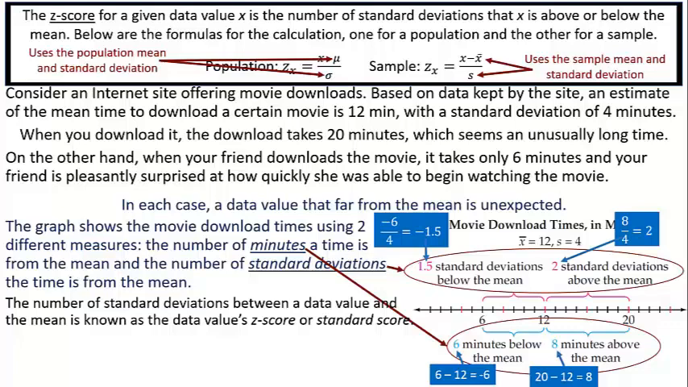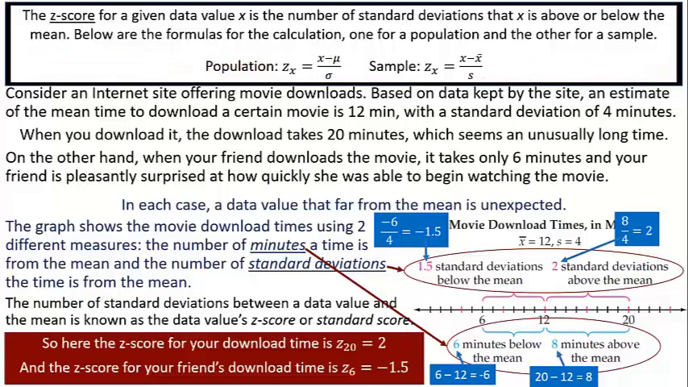So for our purposes, when we're working a particular problem, it's the process. It doesn't really matter whether it's a population or a sample. The information that we're given will allow us to solve the problem the same way in either case. So here, as we go back and try to summarize everything, the z-score for your download time, the z-score for the 20 minutes that it took you to download, is 2. That means it was 2 standard deviations above the mean. And the z-score for your friend's download time, the z-score for 6 minutes, is negative 1.5, meaning it's 1.5 standard deviations below the mean.